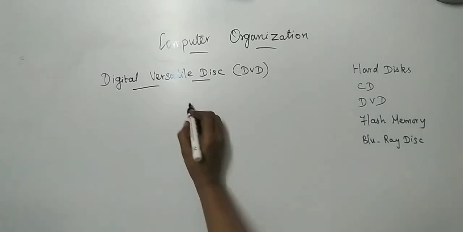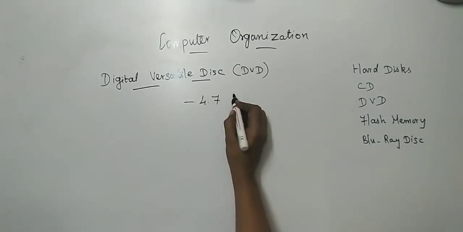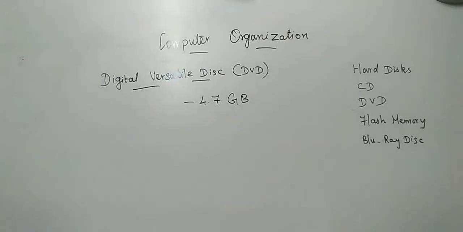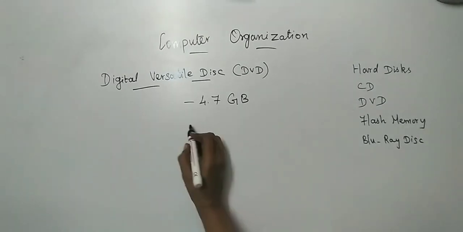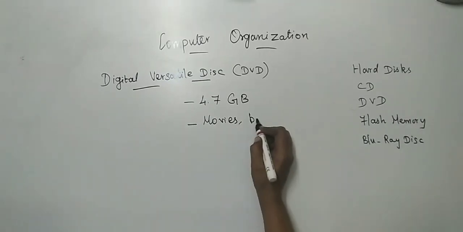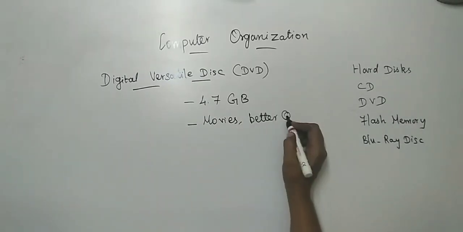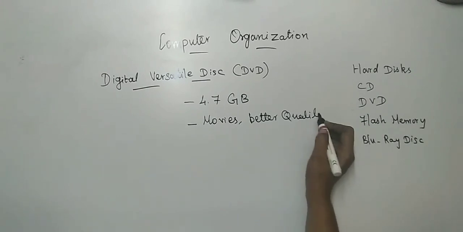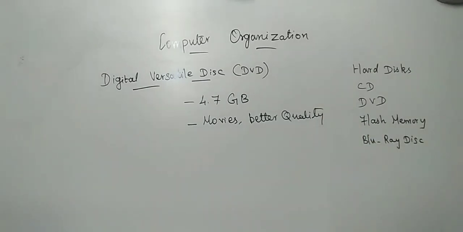So what is the capacity? It has 4.7 gigabytes, which is more than 6 times the capacity of the normal CD. So why do you need a DVD? To store movies with better quality. You store all the information on the DVD to have better quality.